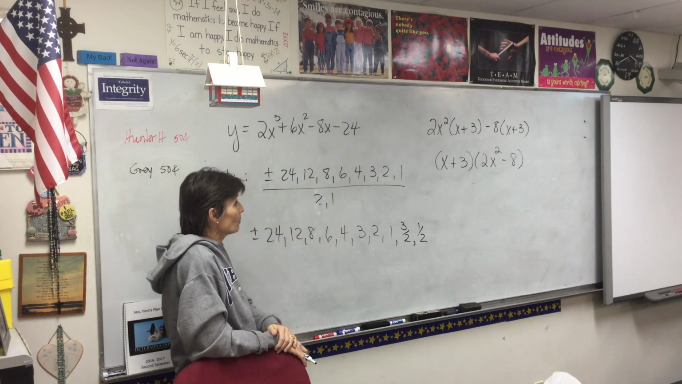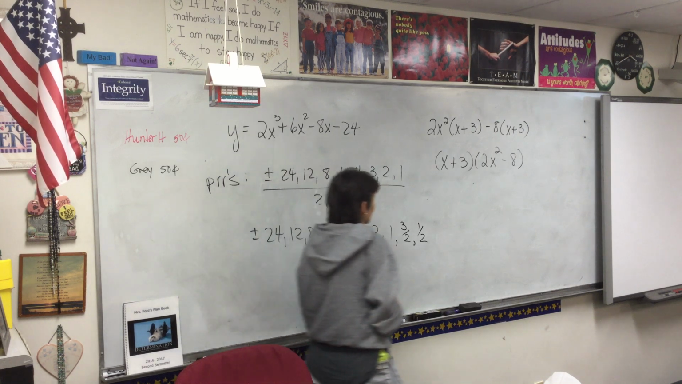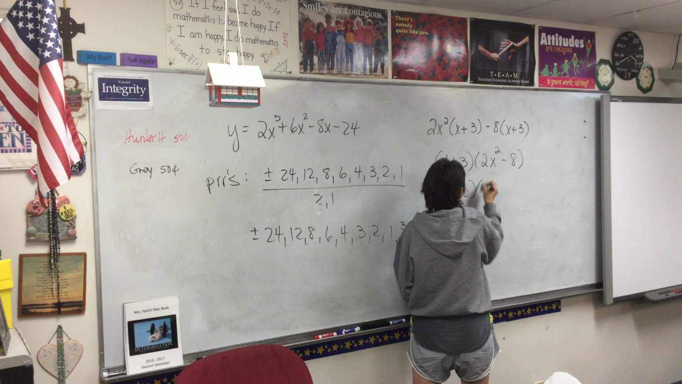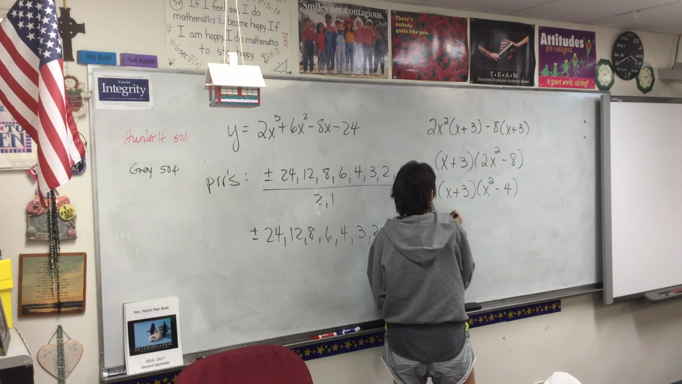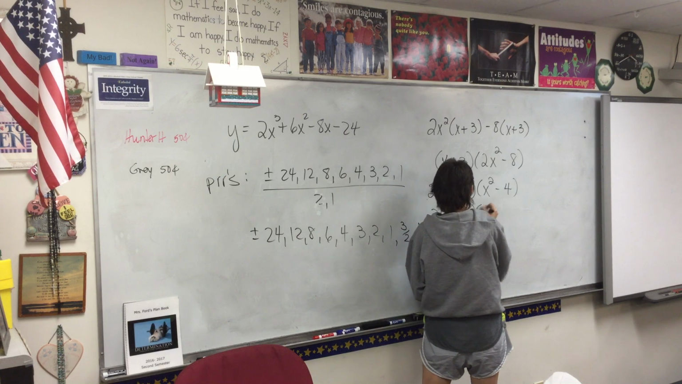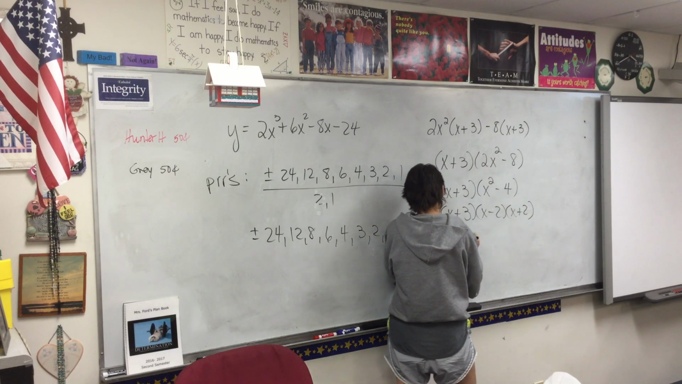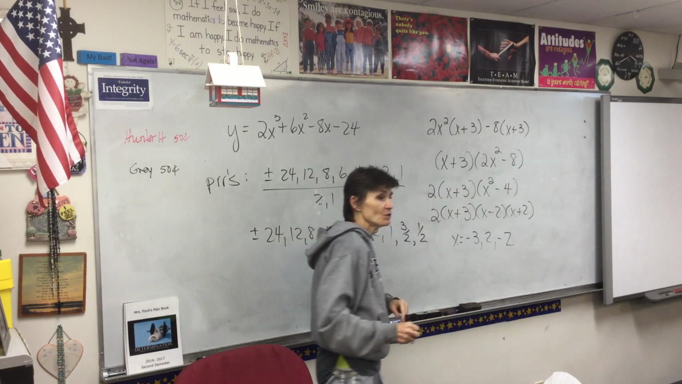All right, I'm not done now. What do I still need to do? Factor that one. The 2. 2 will come out of that. X squared minus 4. And then what about x squared minus 4? Oh, x minus 2 and x plus 2. And that means that my answers are -3, 2, and -2.